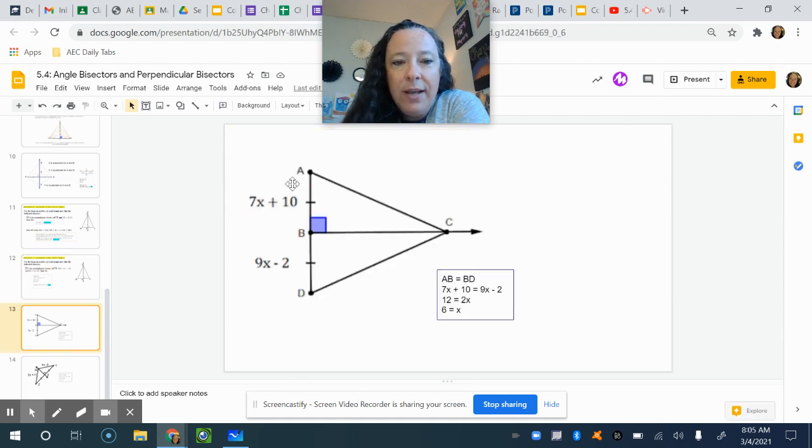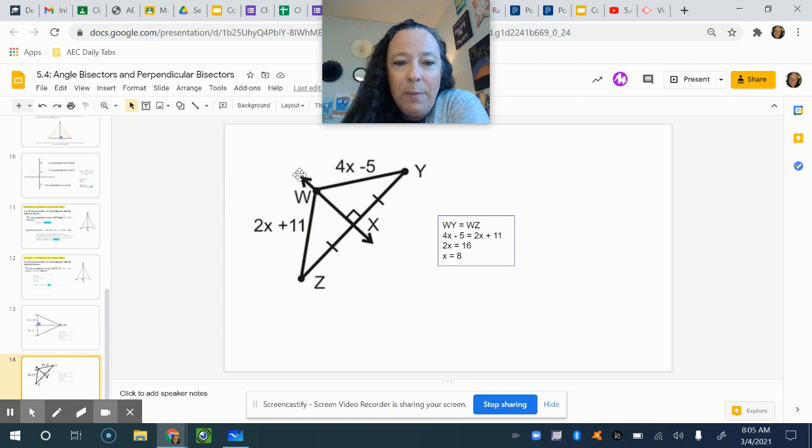All right, here's just another one where these are already labeled for you. So you just set them equal and solve for X. And if it asked for the length of AB or the length of BD, I would plug in 6 and answer it. Let's look at this one. It's on a perpendicular bisector. I know that these are congruent. Okay, you set them equal and you get X equals 8.